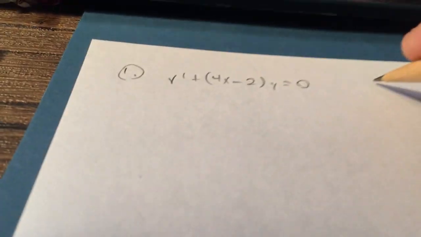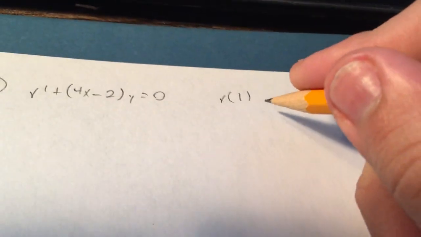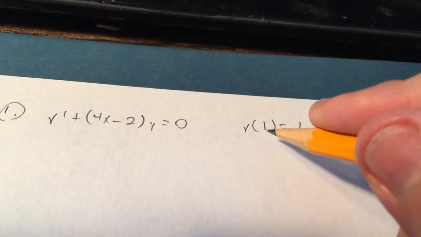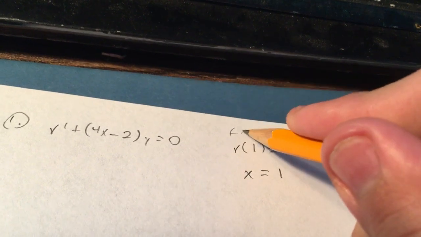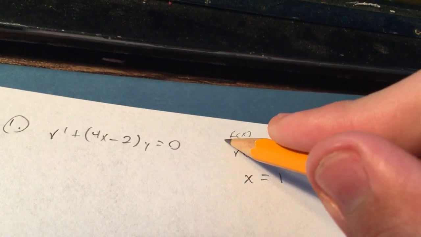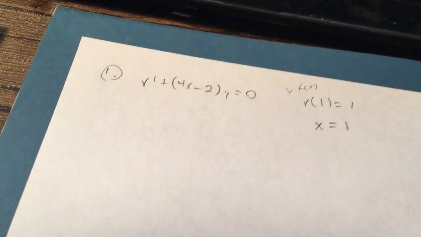Let's write this one down. Question number one: y prime plus (4x minus 2) times y equals 0. So let's write down the given here: y of 1 equals 1. That means x is 1, because this is like f of x, so your y becomes your f. So y of 1 means x equals 1.